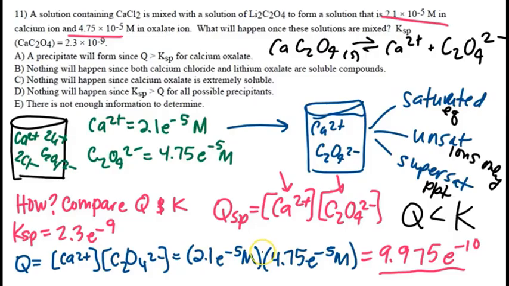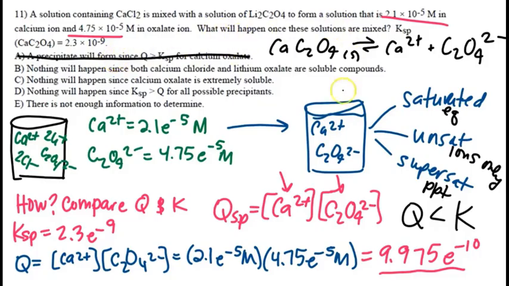So when we're saying Q is less than K, that means we're going towards products mostly, and we're going to be building an unsaturated solution. So all we need to do is go forward with this information and answer the letter choices as we see here, whether they're true or false. So letter A, a precipitate will form since Q is greater than KSP. We know that's not true, so we can move on from that.